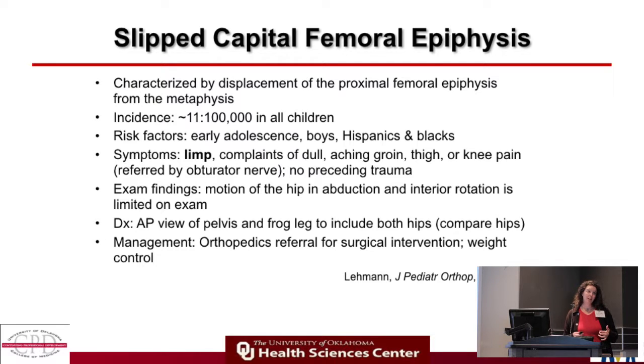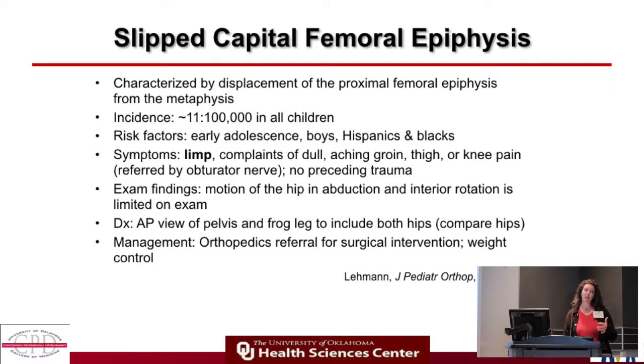So if you have an obese kid, a pretty severe obese kid that's coming in with a limp, this is what you should be thinking about. I have seen some kids that haven't had the limp but have had pretty concerning groin, thigh, aching pain. They didn't have any trauma. They had limited range of motion on exam. I work with a physical therapist in our multidisciplinary clinic, so she kind of confirms.